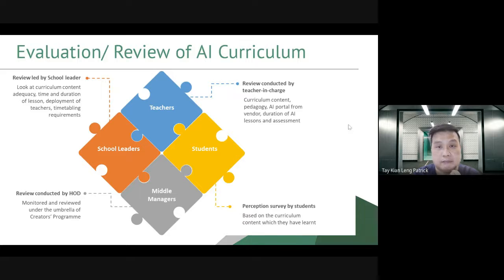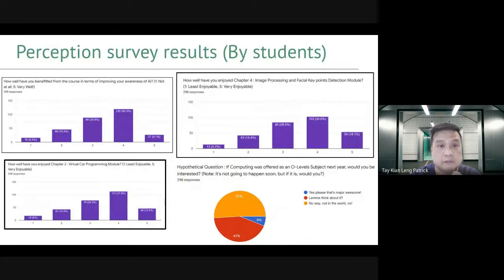So maybe I'll just quickly share with you some of the results that we have collected from the kids. Generally, I would say that they do like the AI curriculum pretty much. It at least helps them to improve their awareness of AI, in particular the virtual car programming module as well as image processing. So I would say generally the perception survey results are pretty positive.